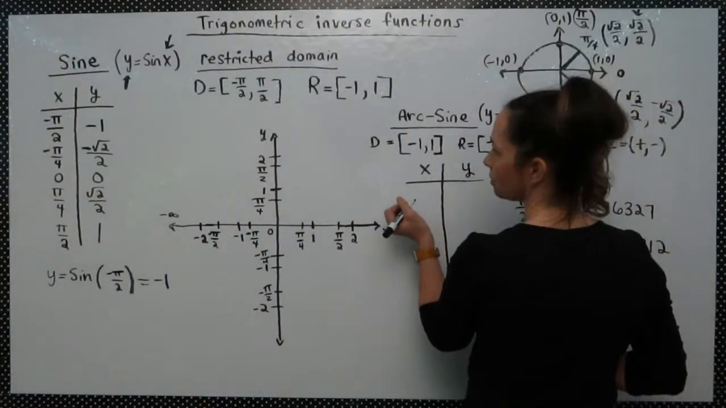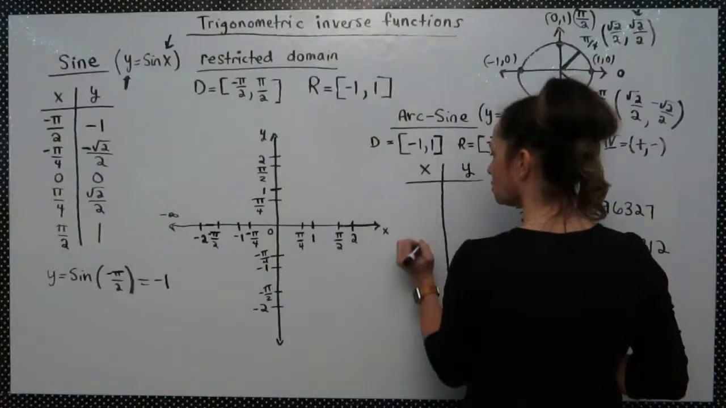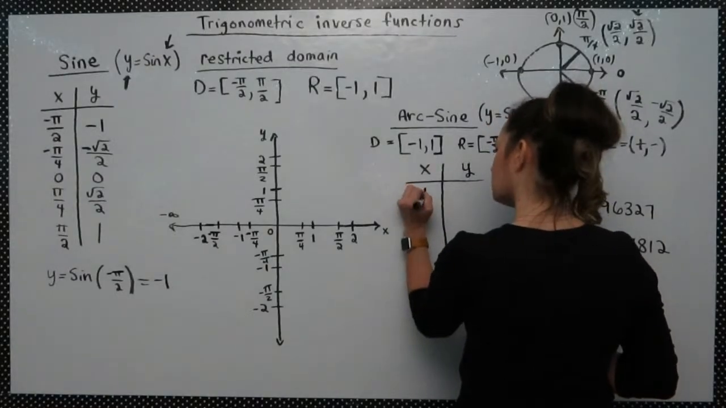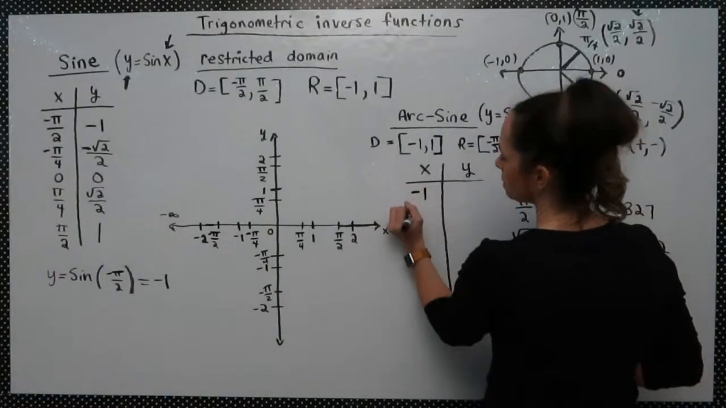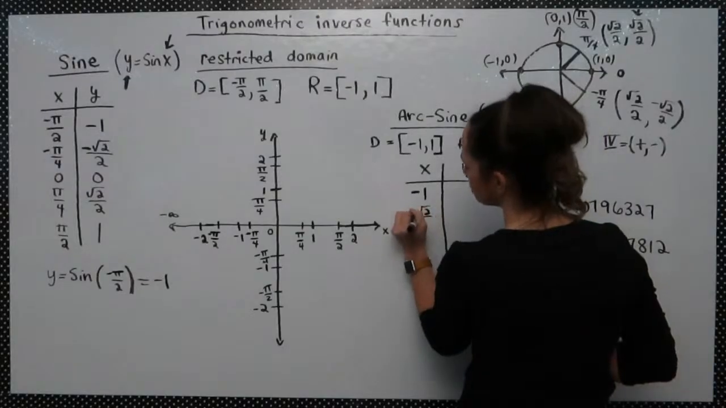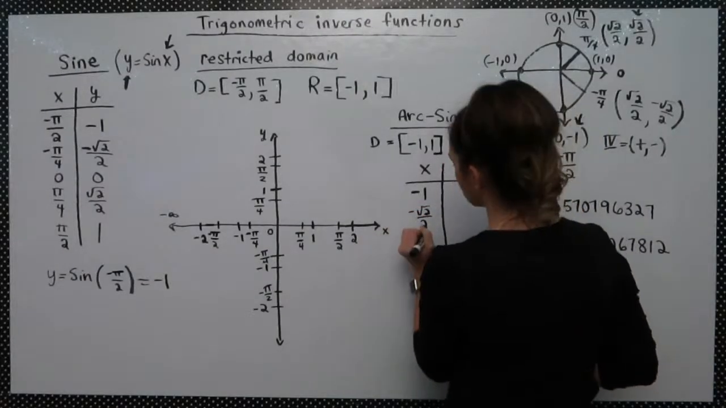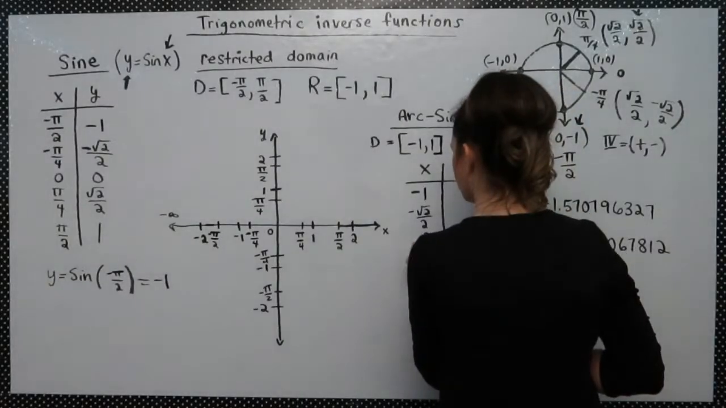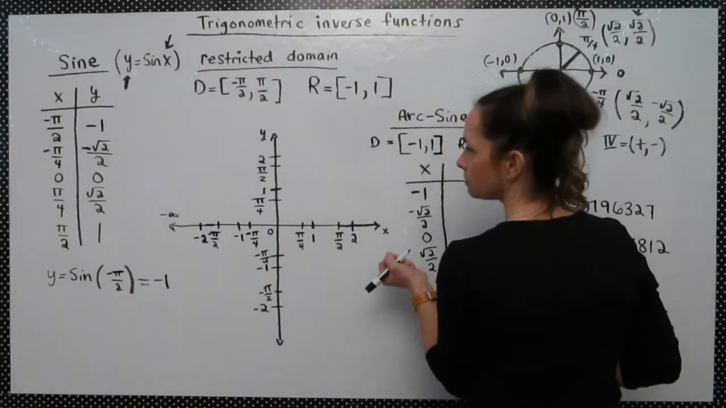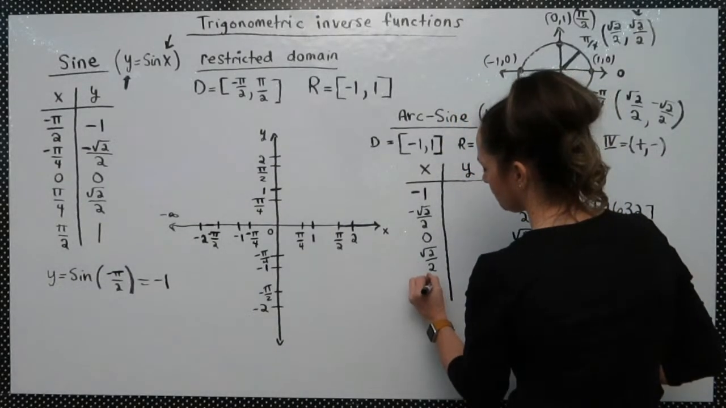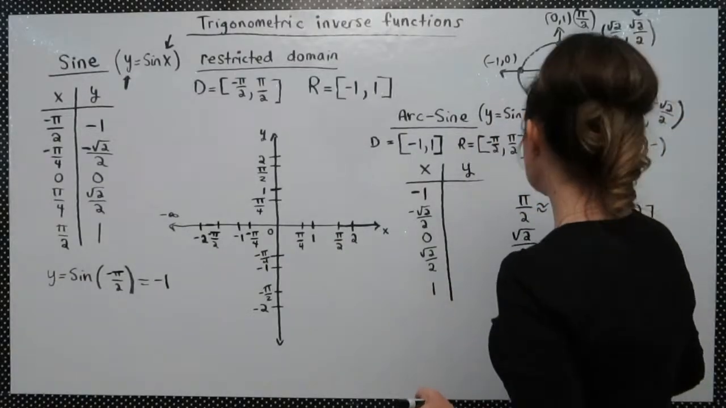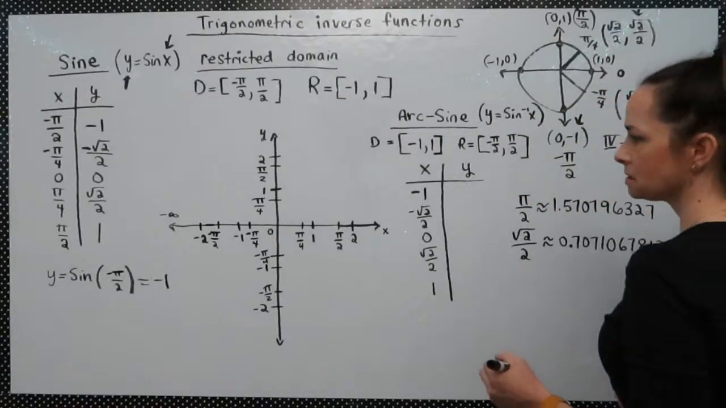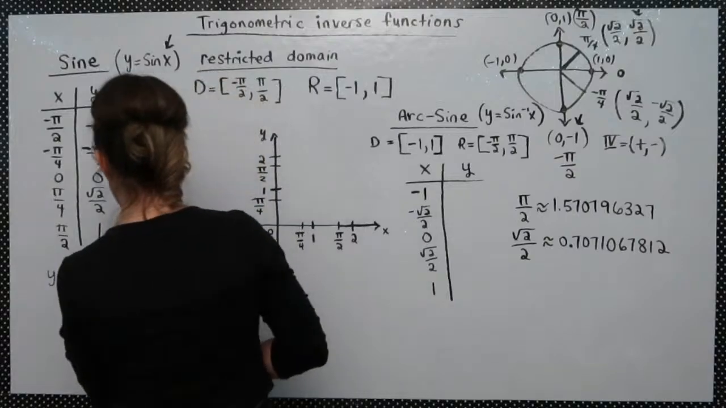So I'm going to go least to greatest: -1, negative radical 2 over 2, 0, positive radical 2 over 2, and 1. And what I'm doing is essentially, and we'll go ahead and start here.